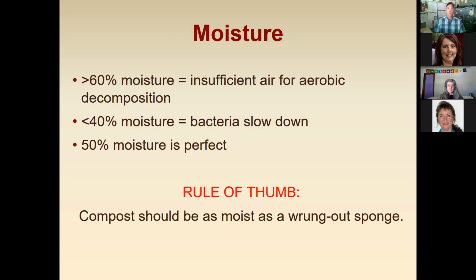Now, how do you determine how much moisture you have? Well, you can buy meters and things like that, and test it that way. But the rule of thumb is just take some compost out in your hand and squeeze it, and if a couple, 2 or 3 drops come out, it's great, like a wrung out sponge. And that goes for your worm compost bin too. Same concept there. We don't want too much. We don't want too little.